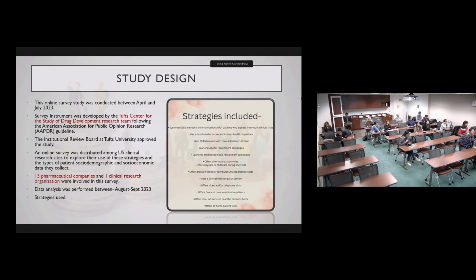And on the right-hand side in this table, these are the 14 shortlisted strategies, such as maintaining communication with patients who have interest in clinical research, using electronic health records, launching digital recruitment campaigns, offering transportation services, offering home visits, telephone visits or video calls, and many more.